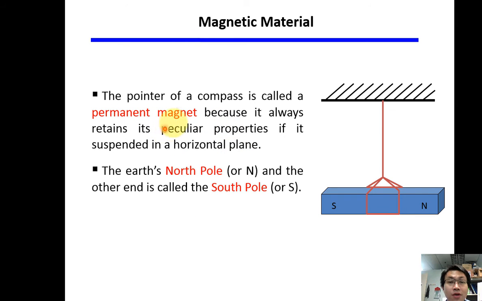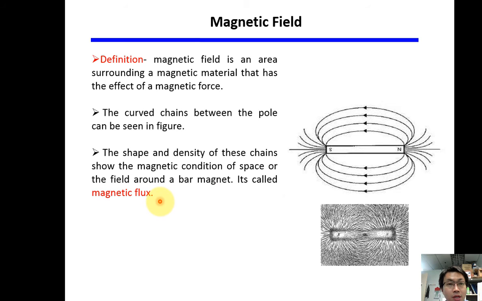Then the pointer of the compass is a permanent magnet. For example, in the compass, you can see the north and the south. Because it always retains its magnetic properties, it is suspended in a horizontal plane. So one end points to the Earth's North Pole, and the other end will be called the South Pole.